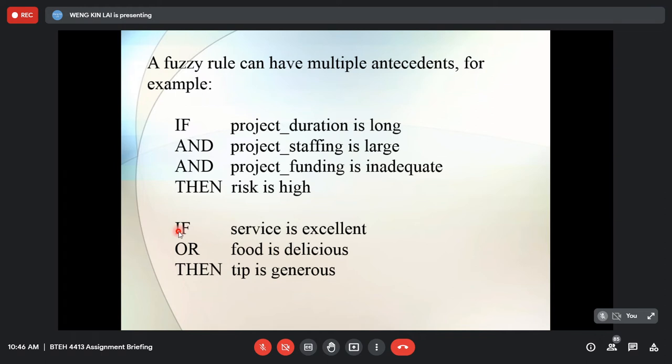Now, for those of you who have completed your lab, you'll find this very familiar. This is what you've done in your lab. You want to estimate how much tip I should give after finishing a meal, based on two factors: the service of the restaurant, from the waiter or waitress, if excellent, or the food is delicious, so the tip is generous. Remember, for this case, we take the maximum of the two memberships. If this is 0.1 and this is 0.5, I take 0.5. So my membership for tip is generous will be 0.5. So with 0.5 for generous, what's the actual amount I should give?